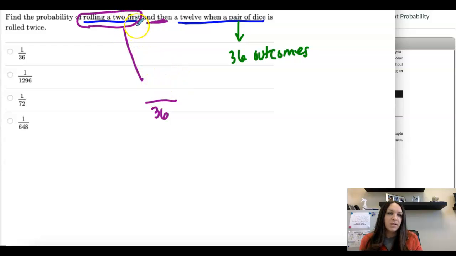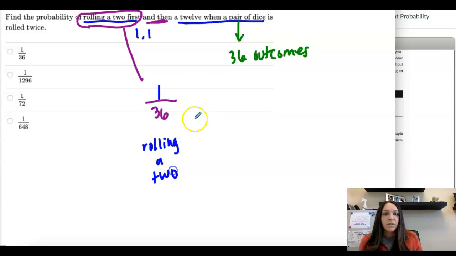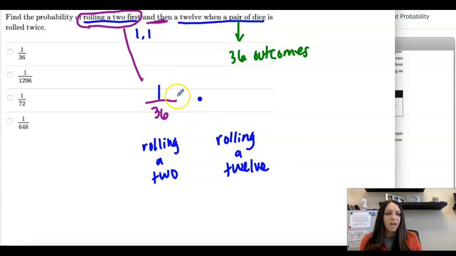So how many ways can you roll a 2 when you roll a pair of dice? You roll a 1 and a 1. It's the only way to roll a 2, so there's one outcome. This fraction is for rolling a 2, and we're going to multiply by another fraction for when we roll a 12. So we're writing a fraction for the 2 and a fraction for the 12.